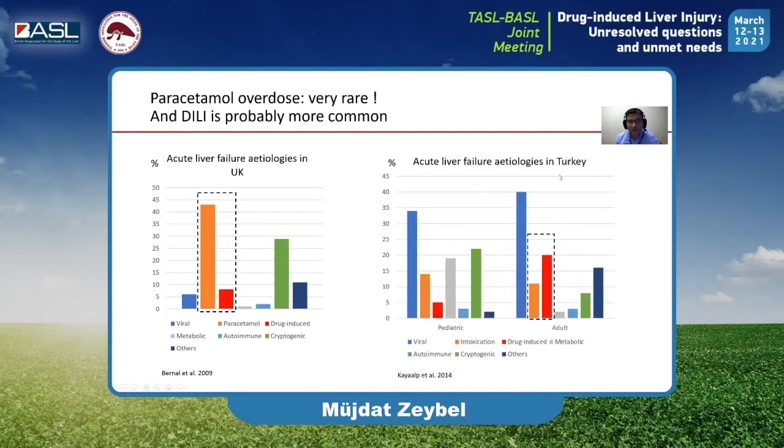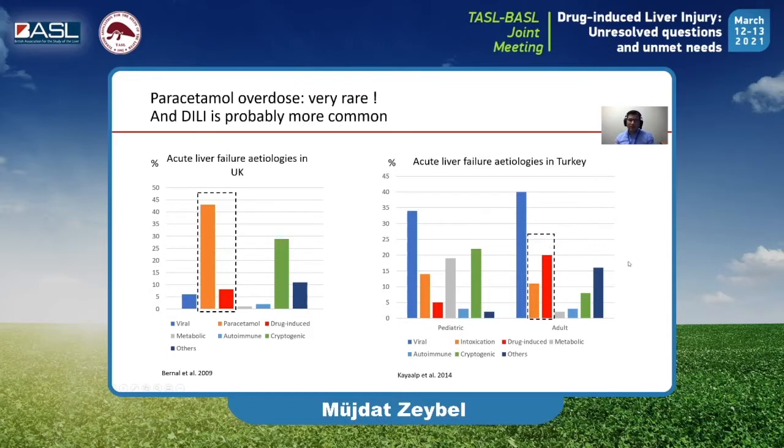Let's look at another transplant center from Turkey. The data is quite different. This blue bar represents viral hepatitis-related acute liver failure, which is still quite common, although after the hepatitis B vaccination program, Hep B is going down, and Hep A is also settling, but we still see cases. The second cause after viral hepatitis is drug-induced liver injury, which is nearly double what you see in the UK. And the third cause here is intoxication due to, for instance, mushroom poisoning and other causes.